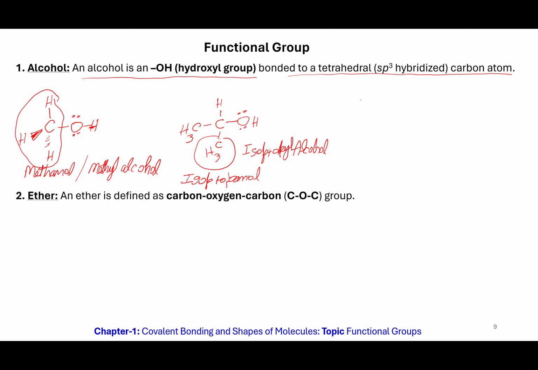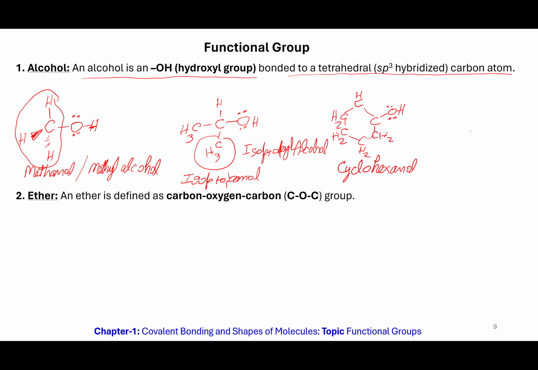Another example is this, we can also attach alcohol to a cyclic structure. Remember we have studied cyclohexane, and then each carbon has H2, and one carbon has OH. So this is cyclohexanol, and the remaining carbons are satisfied by 2 hydrogens.